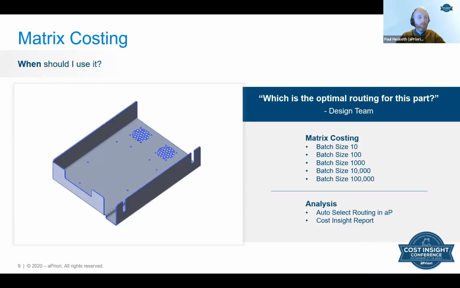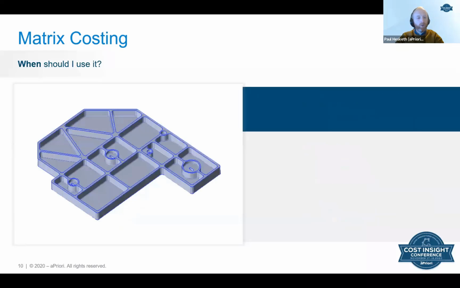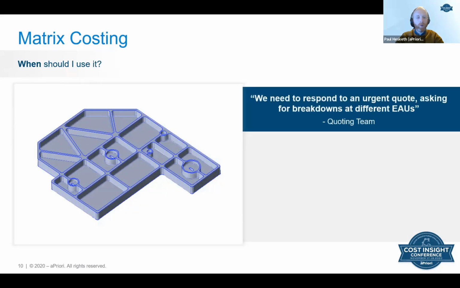And this is one simple example that should be an easy introduction to what matrix costing can do. If we look at costing, here's a different part, a metal machine part, and someone in a costing team may hear a phrase like, we need to respond to an urgent request asking for breakdowns at different estimated annual units or uses. So for something like this, they may need to run a lot of costings, and it's really a lot of non-value added time.